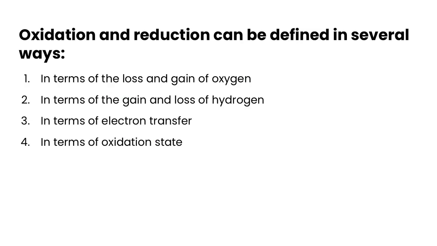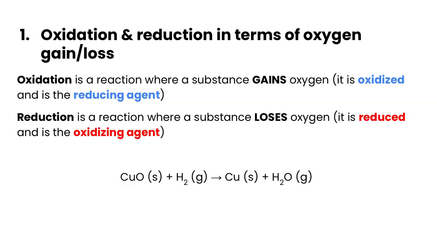Now, oxidation and reduction can be defined in several ways, and this can feel kind of confusing, but we're going to go through each one and see how they all fit together. So we're going to look at in terms of the loss and gain of oxygen, or in terms of the loss and gain of hydrogen, in terms of electron transfer, and in terms of oxidation state. So let's start out with defining oxidation and reduction in terms of oxygen gain or loss.